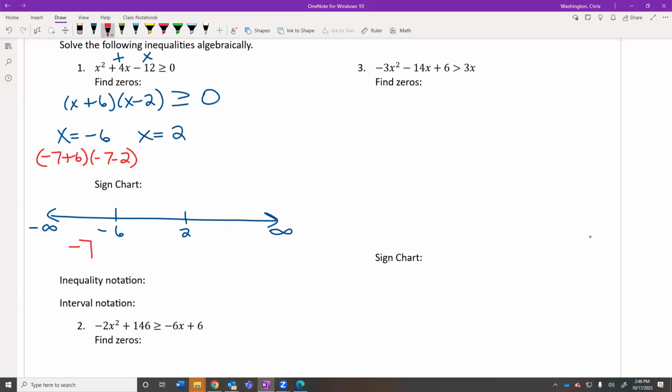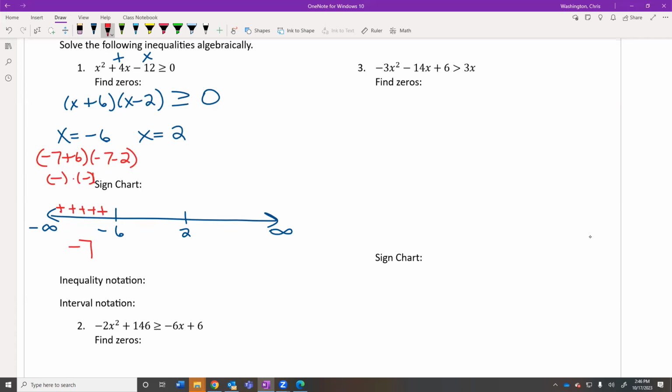Essentially, what the number equals, we don't really care about that part. So let's think about this idea. Negative 7 plus 6 is a negative number, and negative 7 minus 2 is also a negative number. And if we have a negative number times a negative number, what are we going to get? So every single number, it doesn't matter what number you pick, any number between negative infinity and negative 6, if you plug it back in, you will get a positive number.